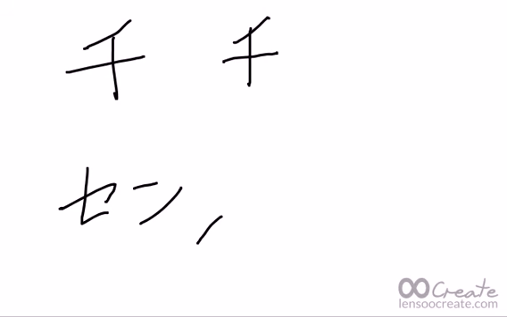This is the character for 1000. I'll do it again. The on reading for this is pronounced... Whoa, that was honestly terrible. What was that? And the kun reading is chi. So sen and chi. Sen being the on, chi is the kun.